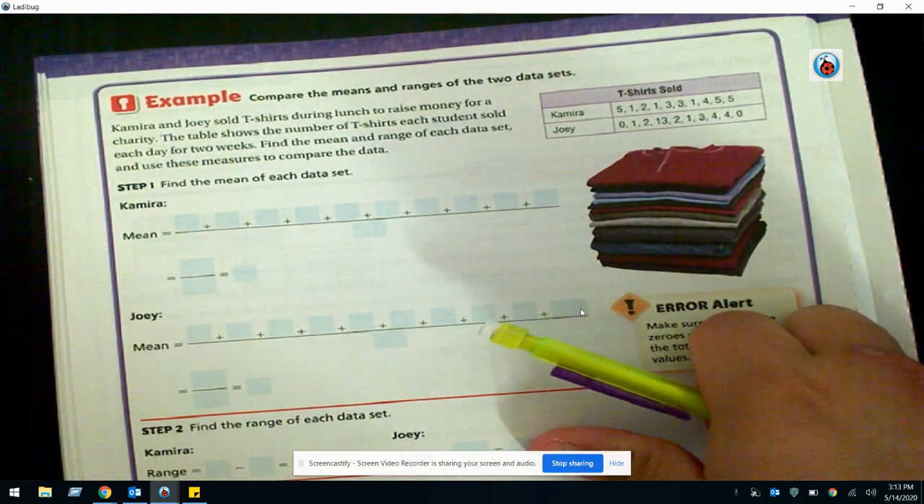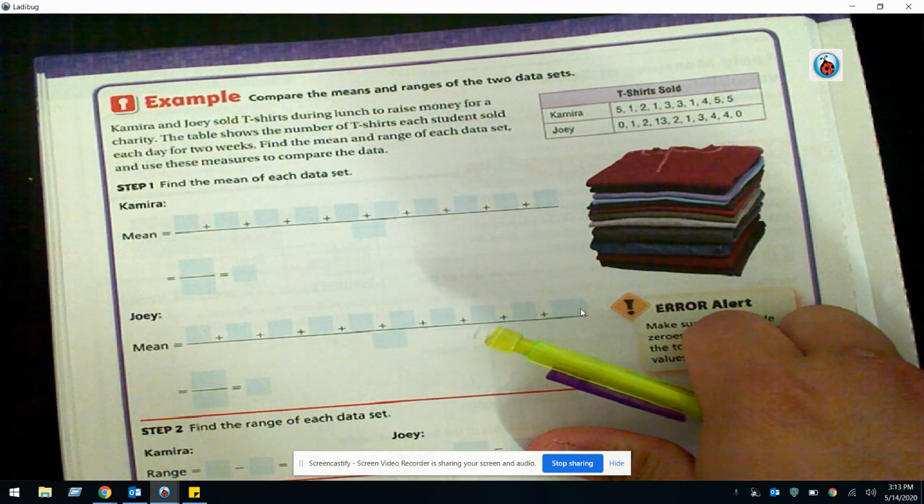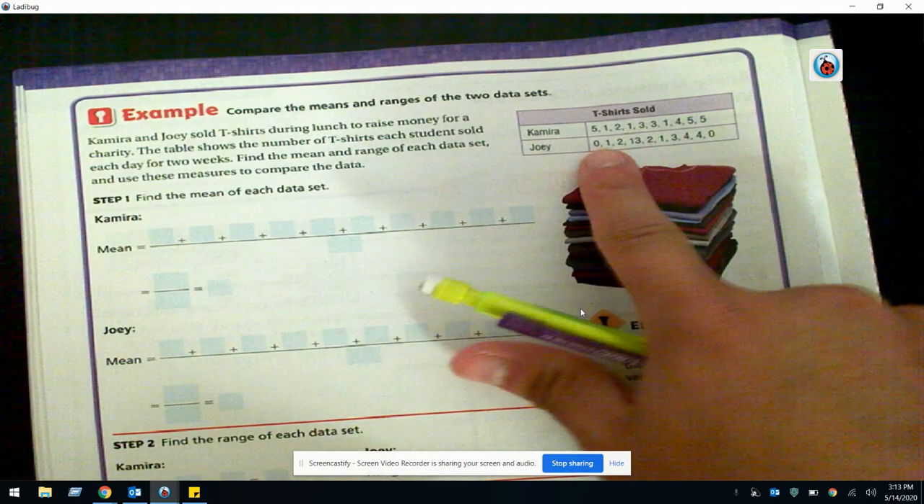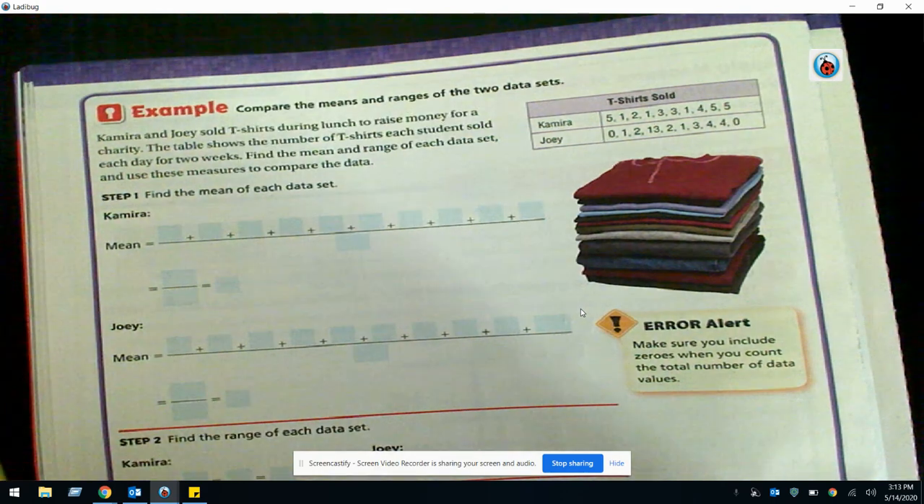Table shows the number of t-shirts each student sold each day for 2 weeks. Find the mean and range of each data set and use the measurements to compare the data. Okay, so here's the data on the top right for Kamara and Joey. Step 1, find out the mean of each data set.